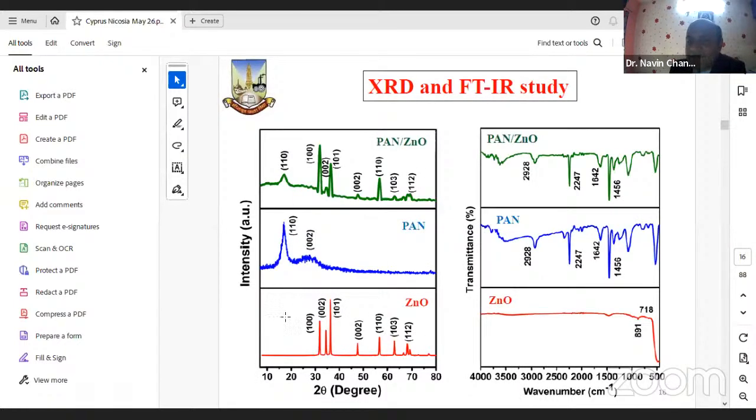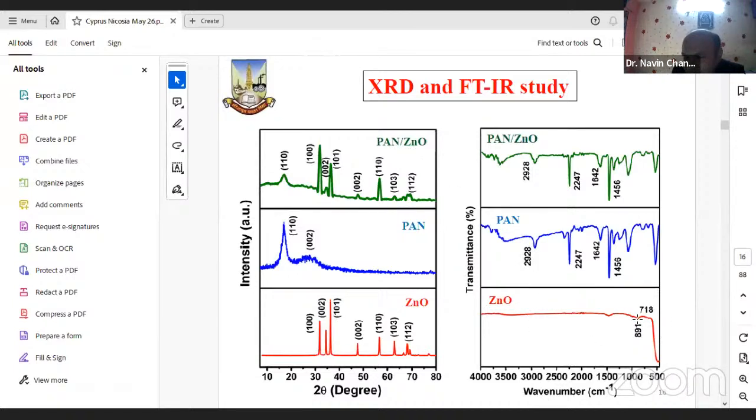These are the characterization techniques for PAN zinc oxide and zinc oxide. The combination of the peaks from PAN and zinc oxide suggests the formation of PAN zinc oxide nanofibers. This is the FAR IR study.